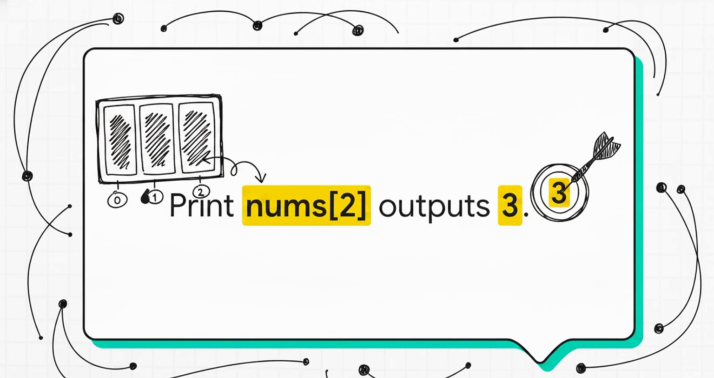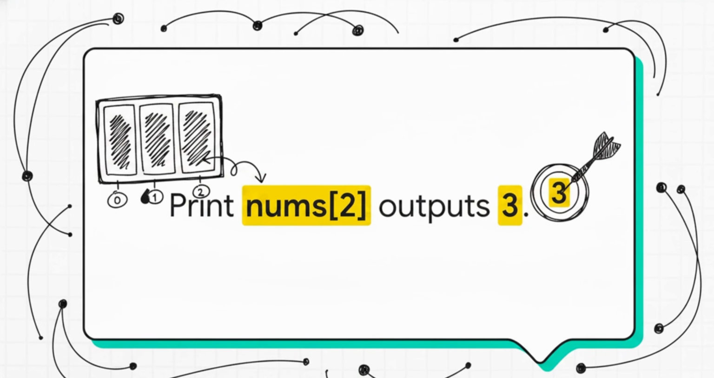So let's see how this actually works in real code. Say we have a list named nums that contains the numbers 1, 2, and 3. We then tell Python to print nums bracket 2, and the output is 3. Wait, why? Well, it's because of this fun little quirk in computer science.